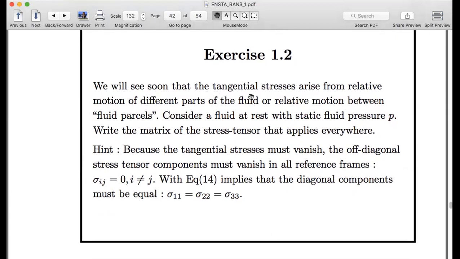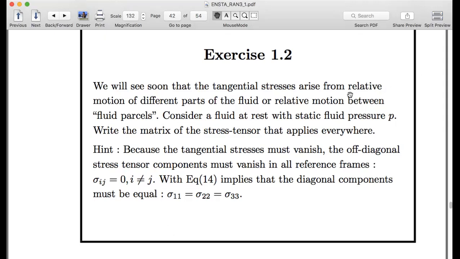So the tangential stresses, remember, all the stresses are represented by this sigma ij, the stress tensor. Remember, there were the ones on the diagonal that I wanted to call normal stresses, and the ones that are off the diagonal that I was calling the tangential stresses.